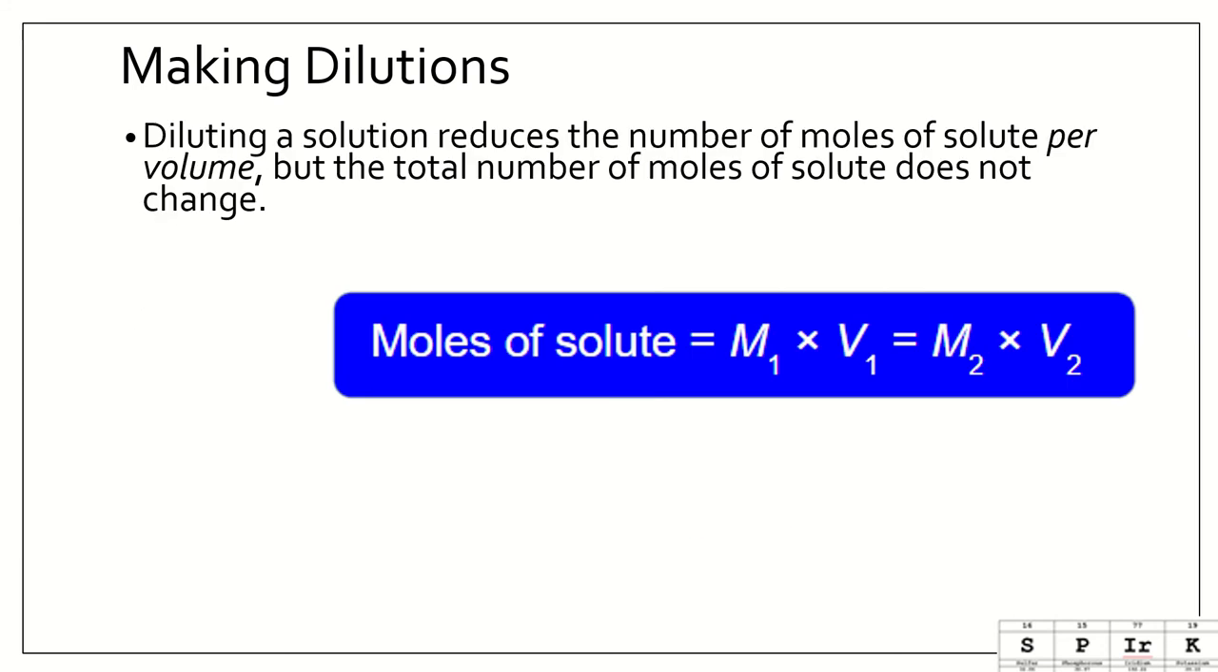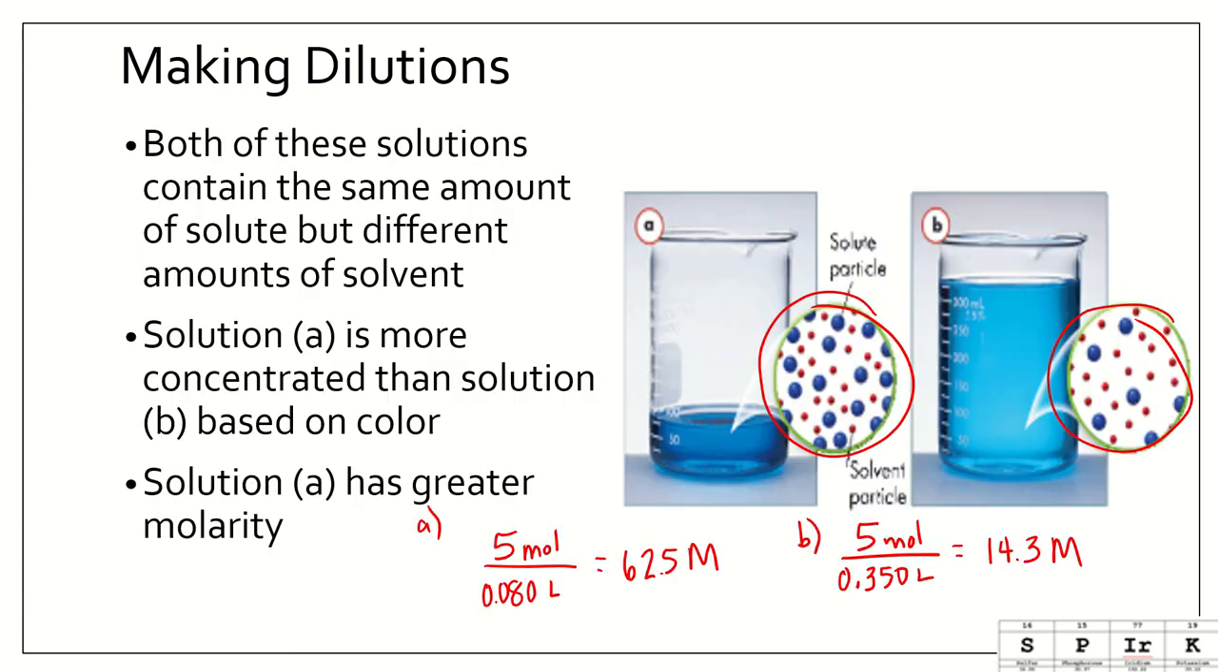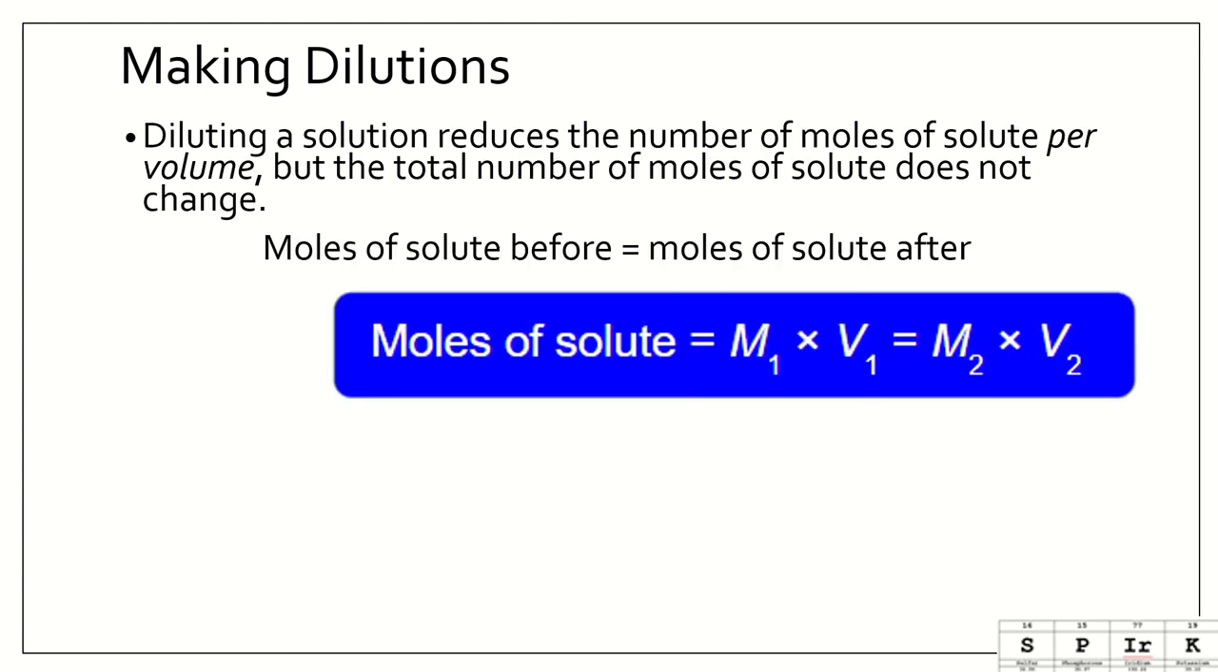So diluting a solution reduces the number of moles of solute per volume, but the total number of moles does not change, as we saw here, right? The number of moles is the same. They both have 5, but the number of moles per volume, which is the molarity, does decrease. So the moles of solute before the dilution equals the moles of solute after the dilution.